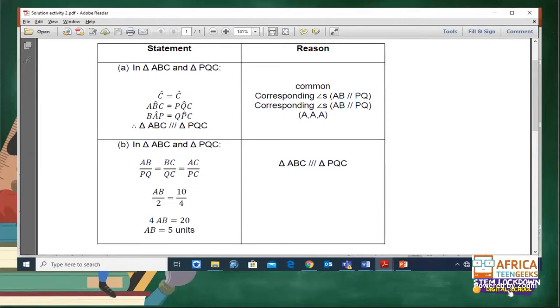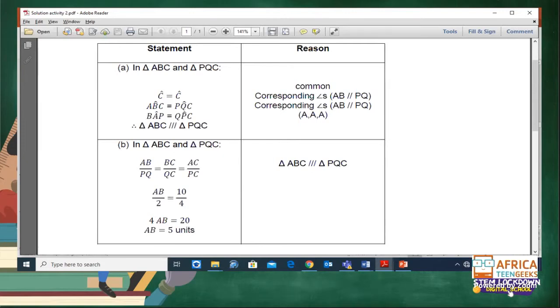So once you have used these sides in proportion, you will see that the length of PQ is given as 2, and then AC is given as 10, and then PC as 4. And then you just substitute, and AB will be 5 units. Because for AB, you multiply by 4, you'll be left with 2, and then you multiply by 2 on both sides, then you will have 5 units there.